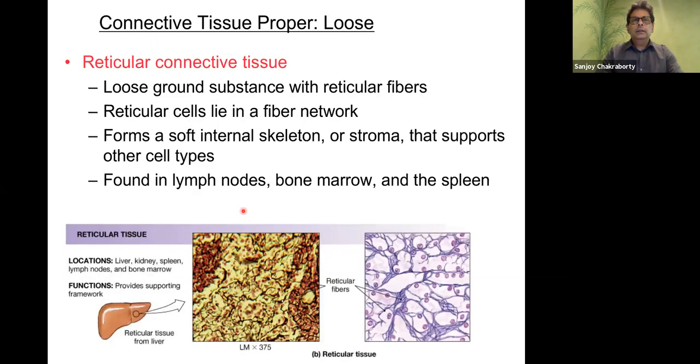Okay, reticular connective tissue. This creates a bed in some organs, such as the liver, spleen, and kidney. They create a bed or stroma inside. Reticular means a network kind of structure, so that cells can sit and do their function there. Lymph nodes, bone marrow, spleen, liver, those kinds of organs have reticular connective tissue. So these are loose connective tissues, meaning they have a lot of space in them.